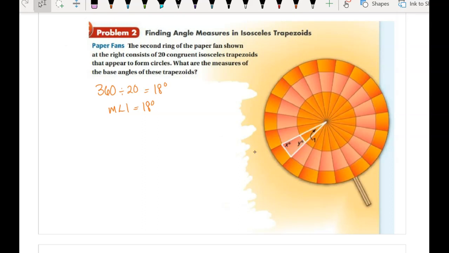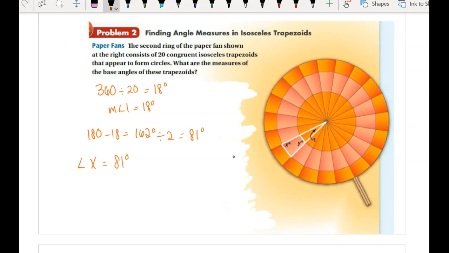So I'm going to say 180 degrees minus 18 is equal to what? 162. So the sum of these base angles is 162. So what am I going to do to find each angle? I'm going to divide it by 2, right? So 162 divided by 2 is equal to 81 degrees. So I know that angle x is equal to 81 degrees.